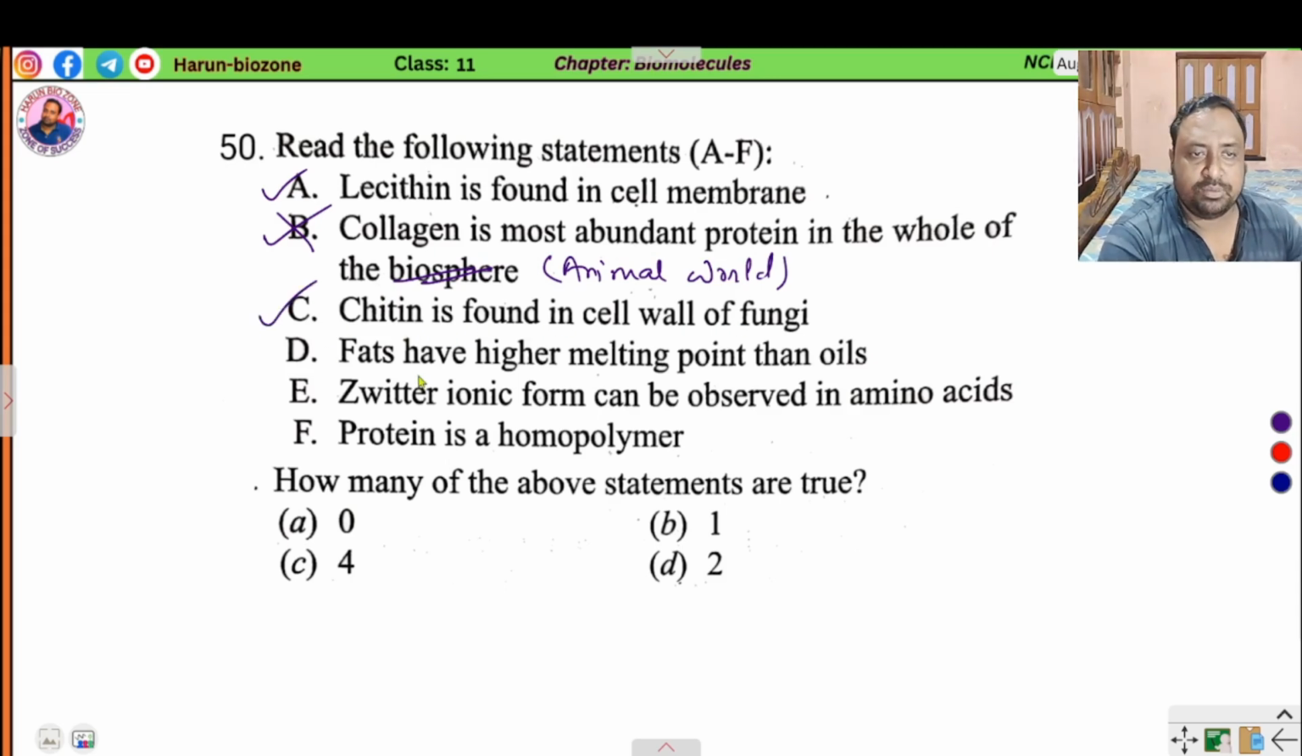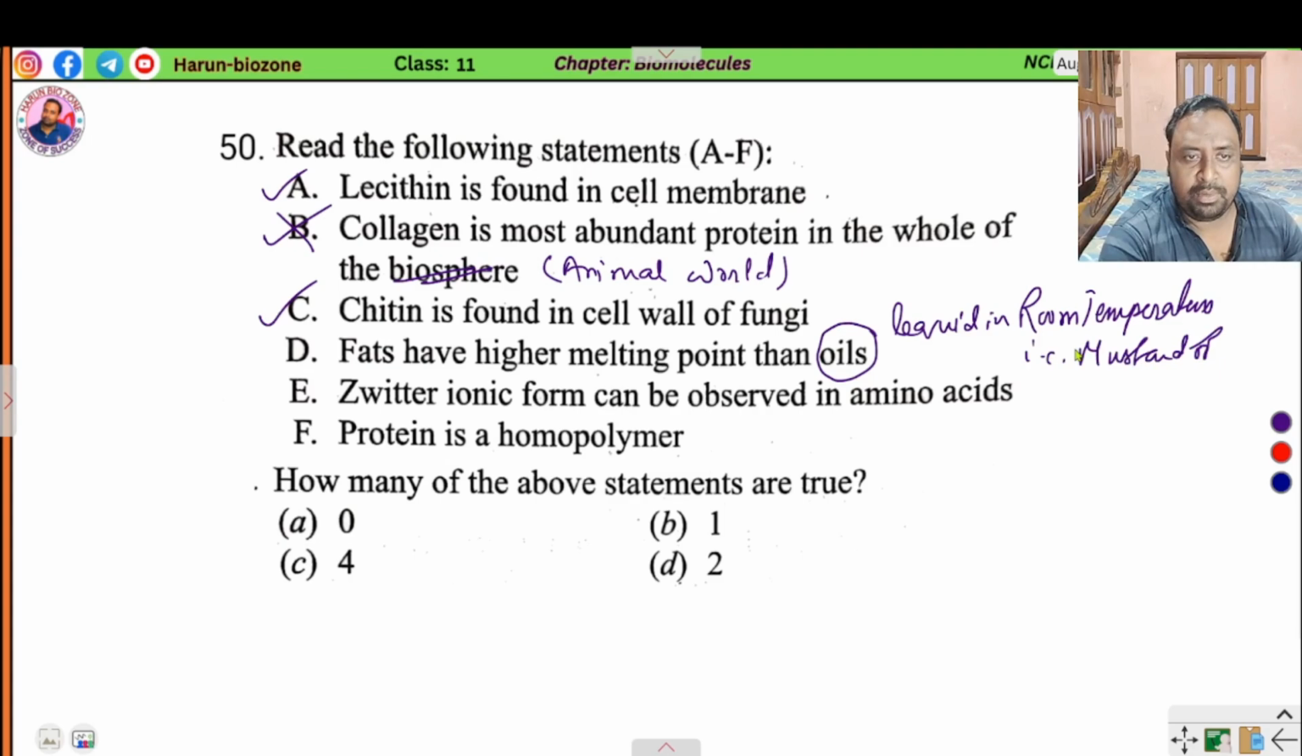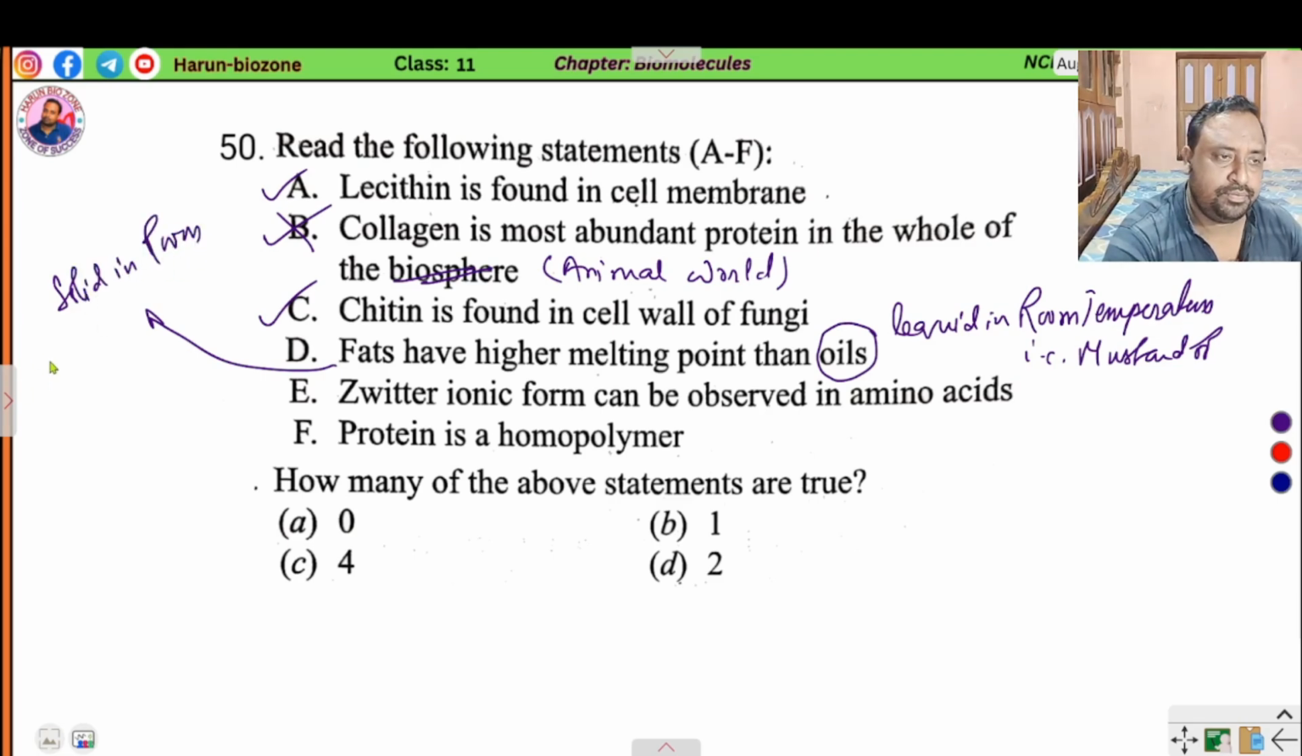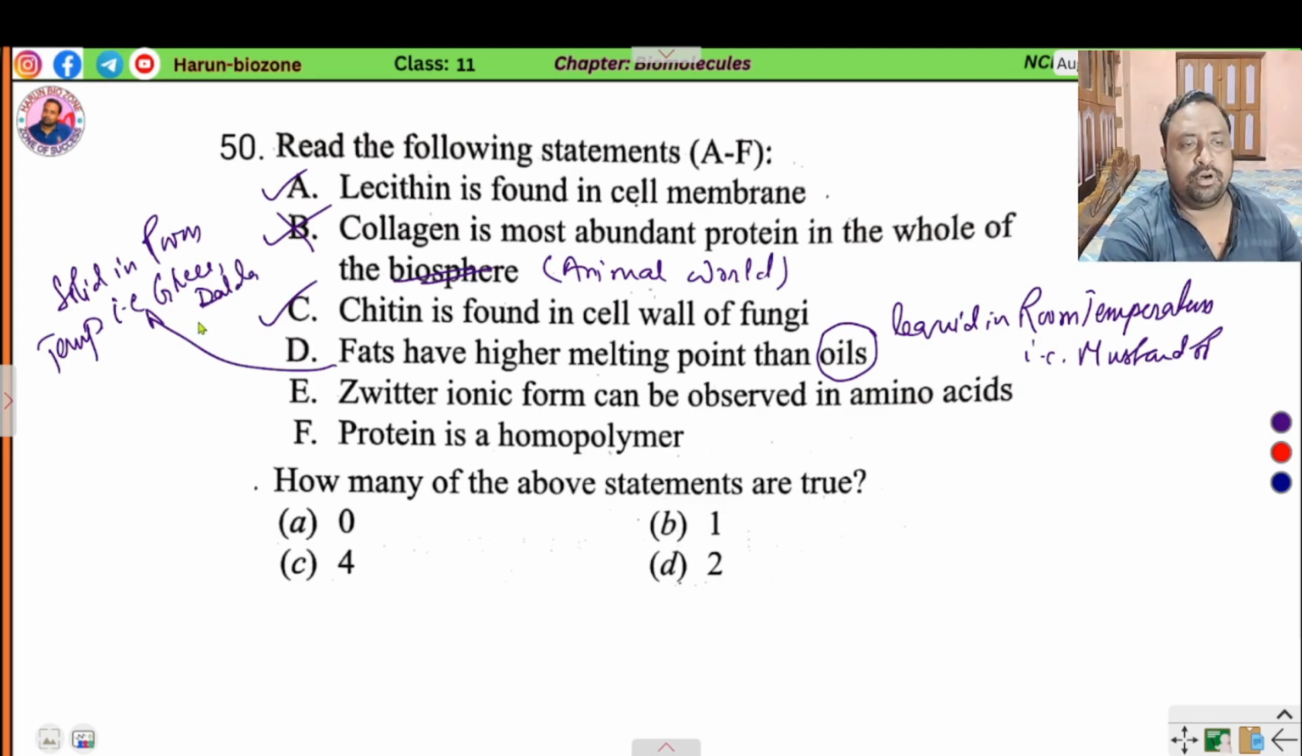Chitin is found in the cell wall of fungi. This is the right option. Fats have a higher melting point than oil. Oil means liquid at room temperature, that is mustard oil. But fats are solid at room temperature, that is ghee, dalda. So the melting point of fats is higher than oils.